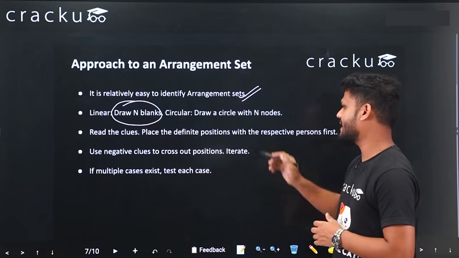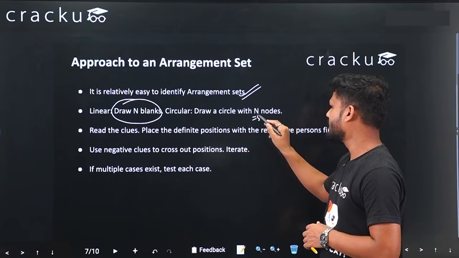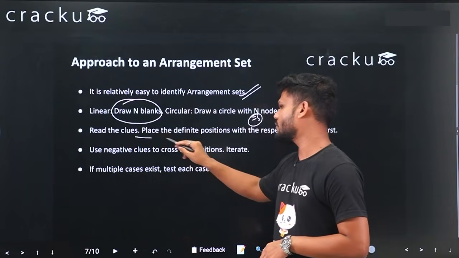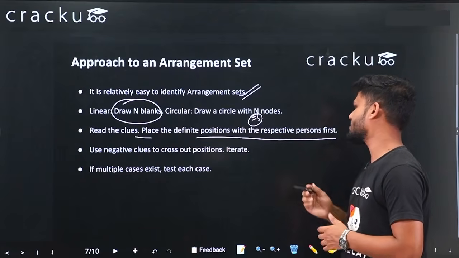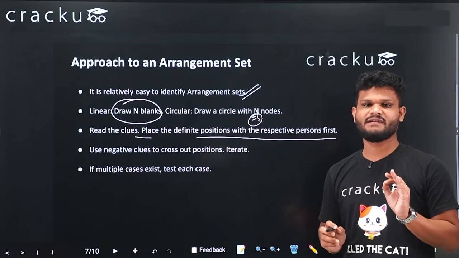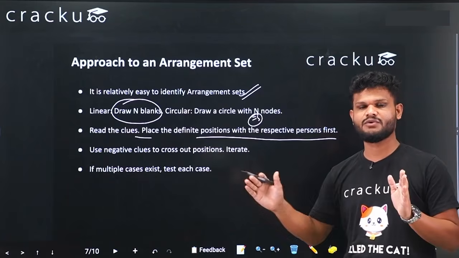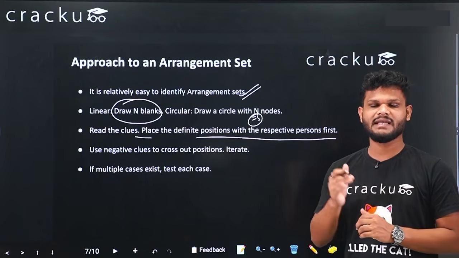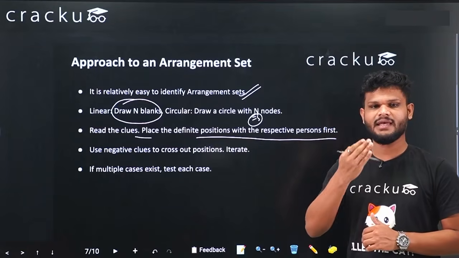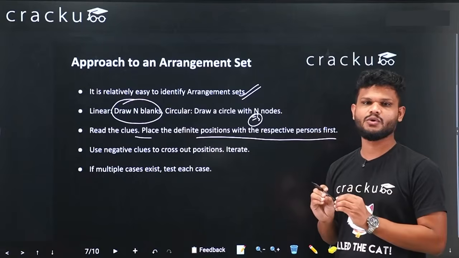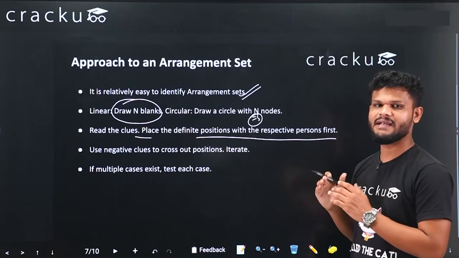For example, if n is equal to 5, divide it into 5 equal parts. Then read the clues and place the definite position with respect to the people. So wherever the definite position is given, for example, they have given from left to right, you have 1, 2, 3, 4, 5 seats, and E is sitting in the third seat. Just put E in the third seat. So by placing the definite position or the direct clues, you will be able to simplify it further.